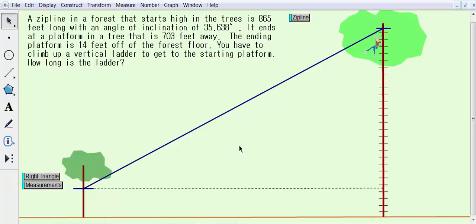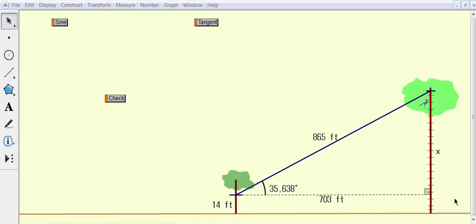If we make a diagram of this situation, we can see that it makes a right triangle. This means we can use a trig function to solve it. Plugging in the measurements, we can see that we have the hypotenuse of this triangle and an adjacent side to the angle 35.638 degrees. We also want to remember this little distance here to the ending platform, because it's 14 feet and it will be important when we find our final answer.